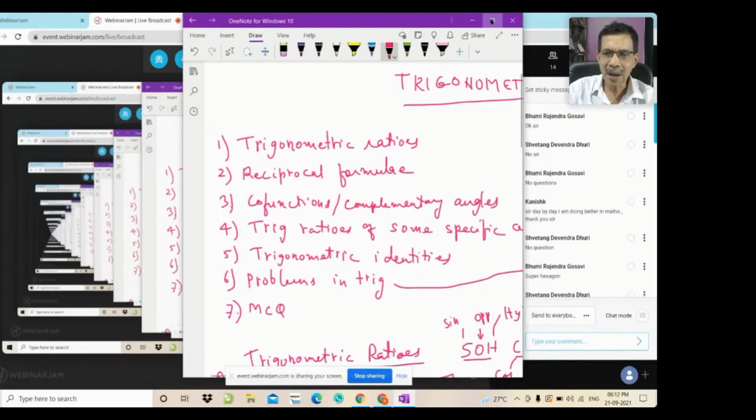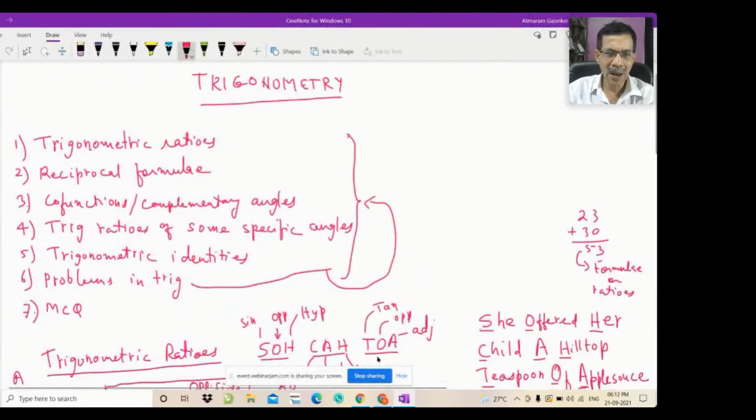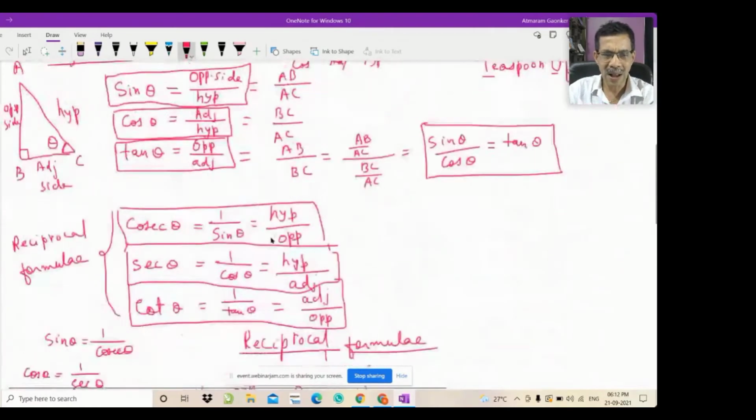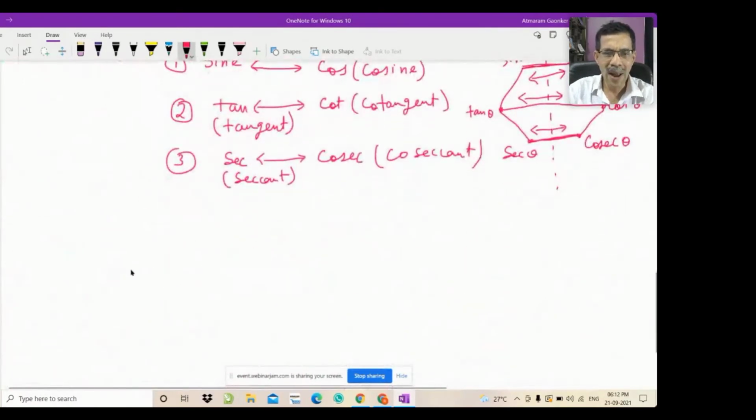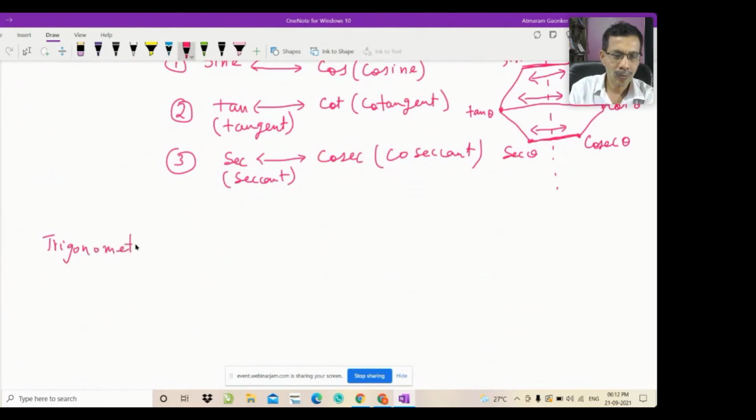Okay, with that, let me go to the next part in our theory. That is how to remember the trigonometric ratios of some specific angles. And to do that, I will write here trigonometric ratios of specific angles.